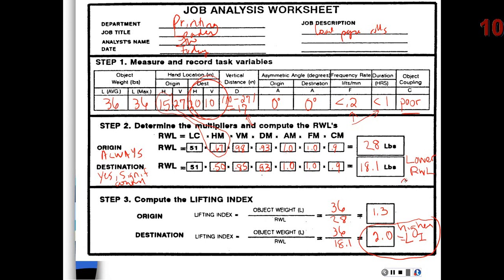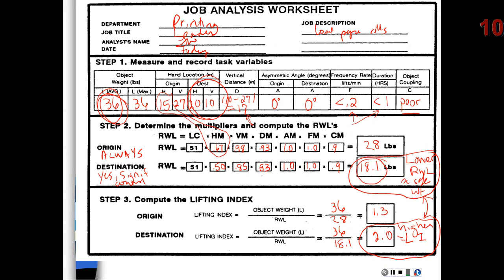Again, that's "safe" in quotes, so safe weight. In this case, your lower RWL is 18.1. Notice it's destination, destination, so you're choosing the same location for both the higher lifting index and the lower RWL. You're looking at, can you get that paper roll from 36 pounds that it is right now down to 18.1? Could you do that?